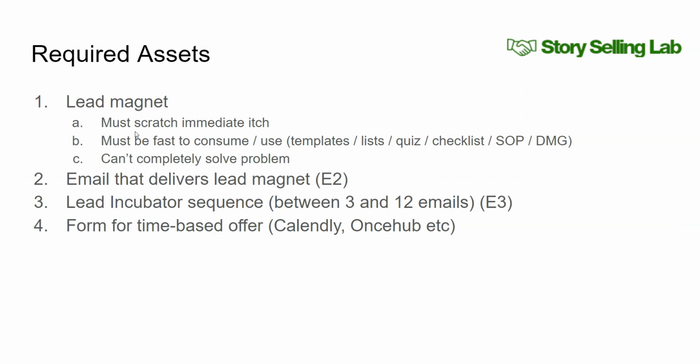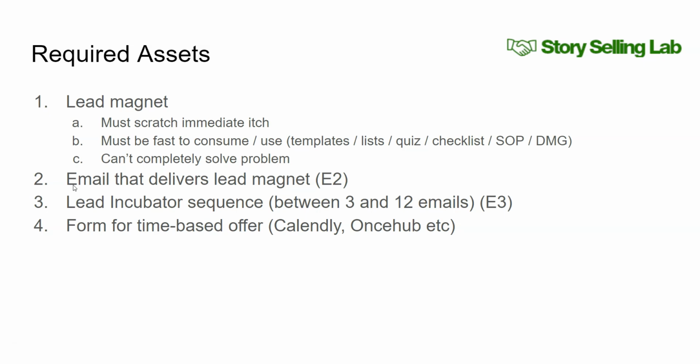So we've covered most of this, but here are the required assets, things that you're going to need. You're going to need a lead magnet. The lead magnet must scratch an immediate itch. It must be fast to consume or use. So things like templates, lists, quizzes, checklists, operating procedures, decision-making guidelines, which is what DMG stands for. Your lead magnet isn't going to completely solve the problem. It's only going to help them begin solving the problem.